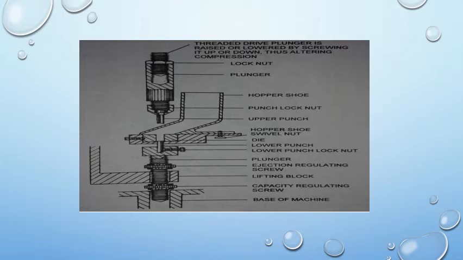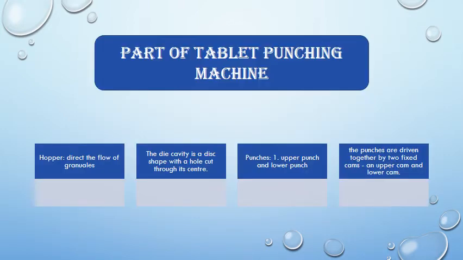The tablet punching machine consists of the hopper, punches, which can be upper punch or lower punch, the die cavity, and the last one is the cam handle, which controls the movement of the punch. Now here we will discuss only the main parts of the tablet punching machine. First is the hopper. So what is the role of the hopper? Hopper helps in the direct flow of the granules. It gives direction to the flow of the granules to the die cavity.